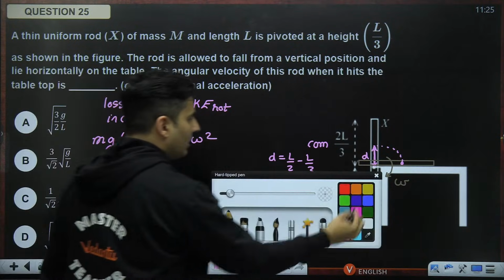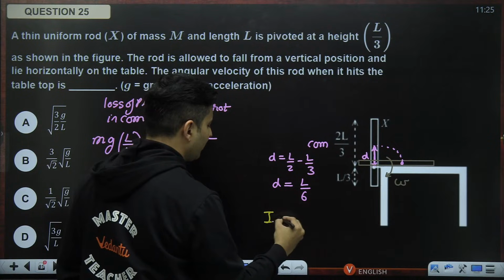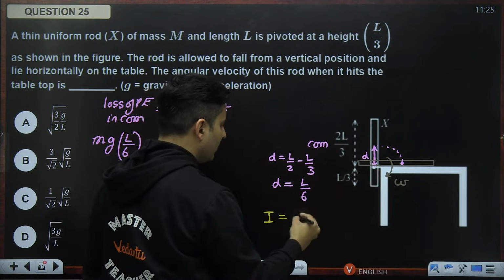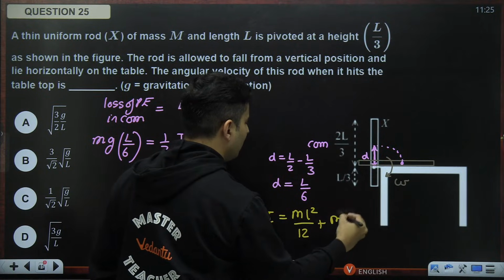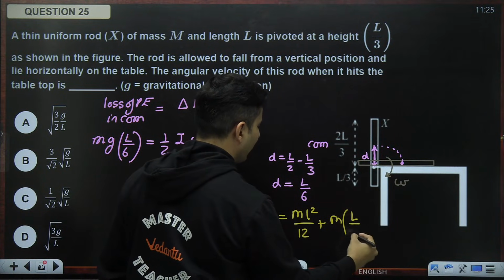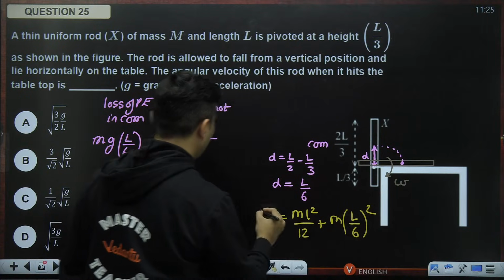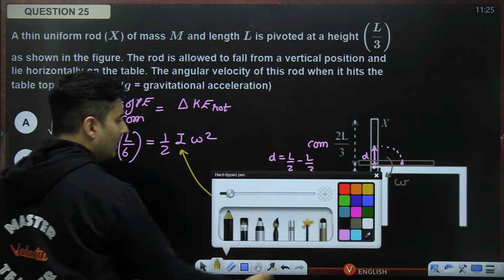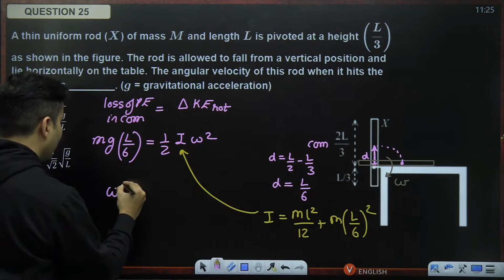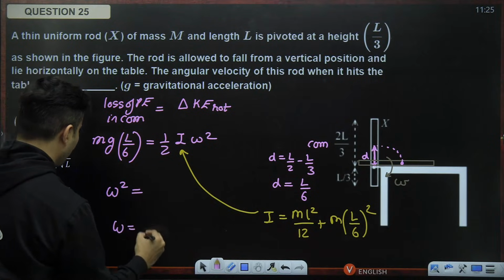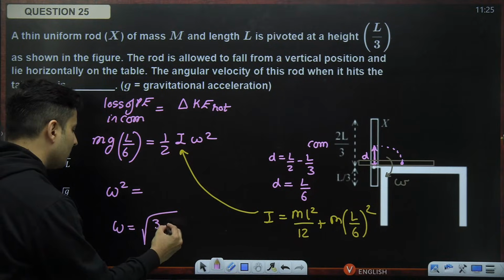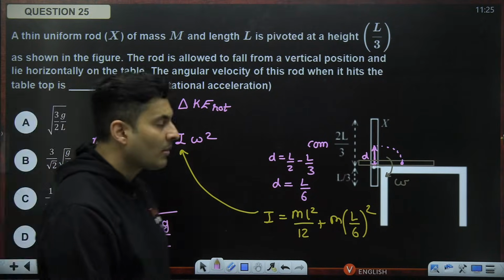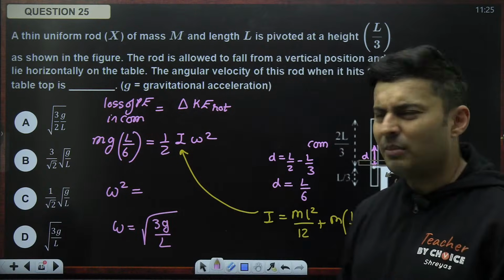The only thing that remains now is, what is the moment of inertia? By the parallel axis theorem, it is the moment of inertia about the center of mass, which is mL square by 12, plus m into distance square, which is L by 6 square. Substitute it here, you will get the value for omega square, and from that you can get omega. So the answer comes out to be root 3 g by L. Okay, so I'm just showing you the methods.